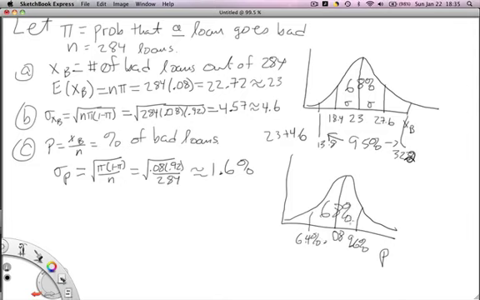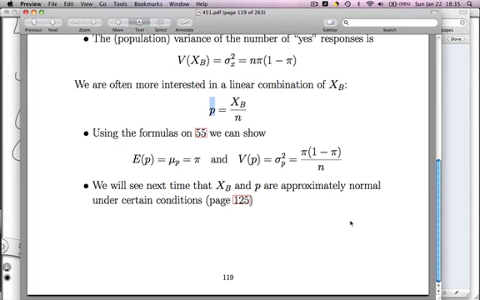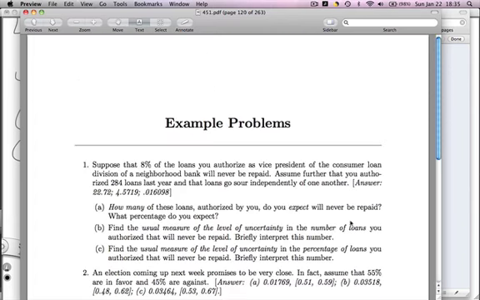You can make the same argument with 95% by going 2 standard deviations out. So 2 standard deviations is 3.2%. So that's this problem, and I hope you can see how useful these shortcut formulas are.